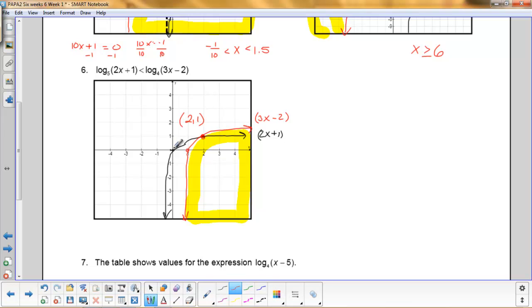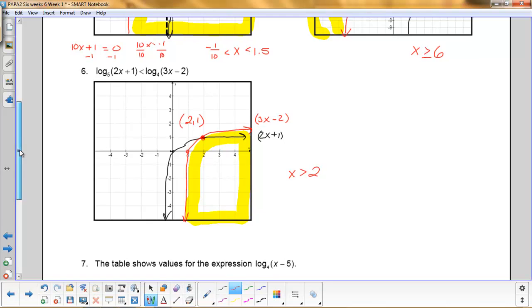Once we've identified that, now we need to identify where the solution occurs. Okay? Since we need to know when the black line is in the highlighted region, that is going to be when x is greater than 2. Again, there's no asymptote when moving to the right on this particular graph, so we do not need to include the restriction that we included in number 4.